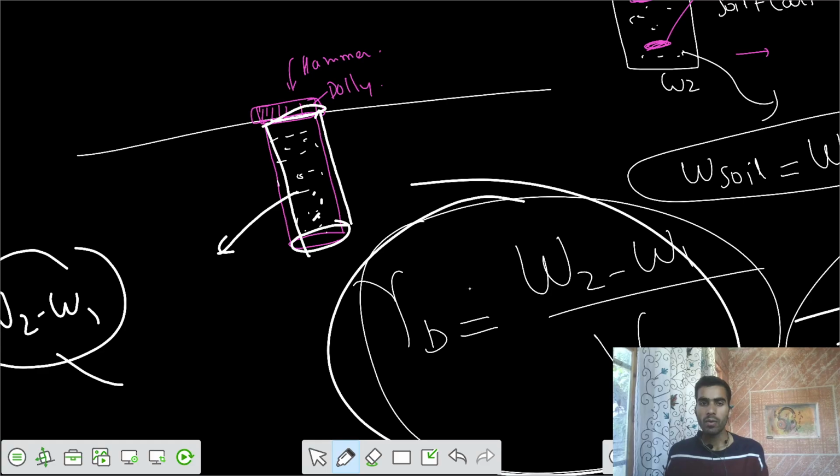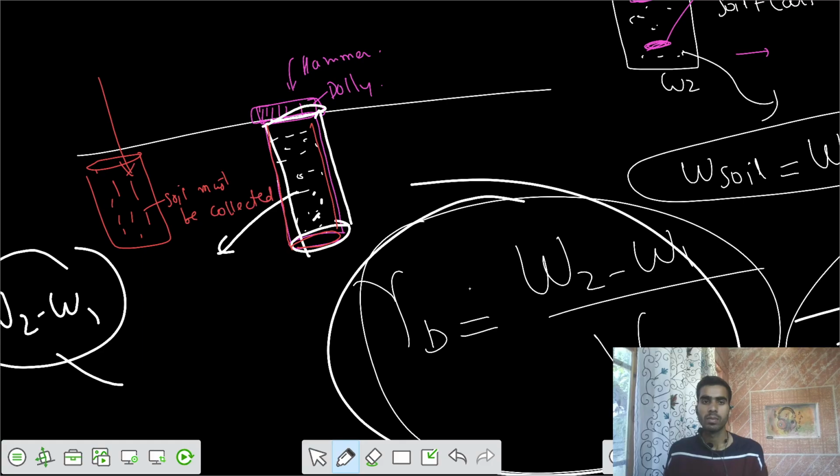So how can the core collect some soil when you're driving that particular core into the ground? It should collect a soil. Soil must be collected. That means the soil should get lifted up, or we can say the soil should be cohesive. Your core cutter should go inside into the ground.